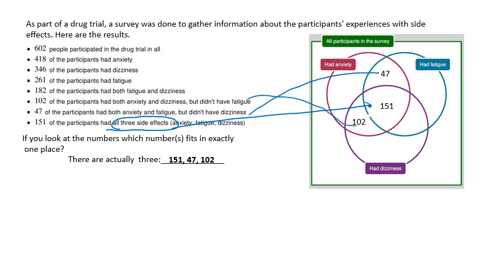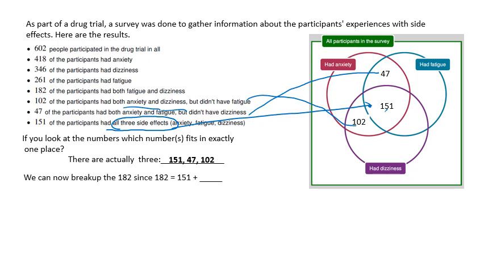The 102, right here. These people have anxiety and dizziness, but they don't have fatigue. So they have to be standing here, because if you're standing there, you have all three. So now we found the numbers that have exactly one place.